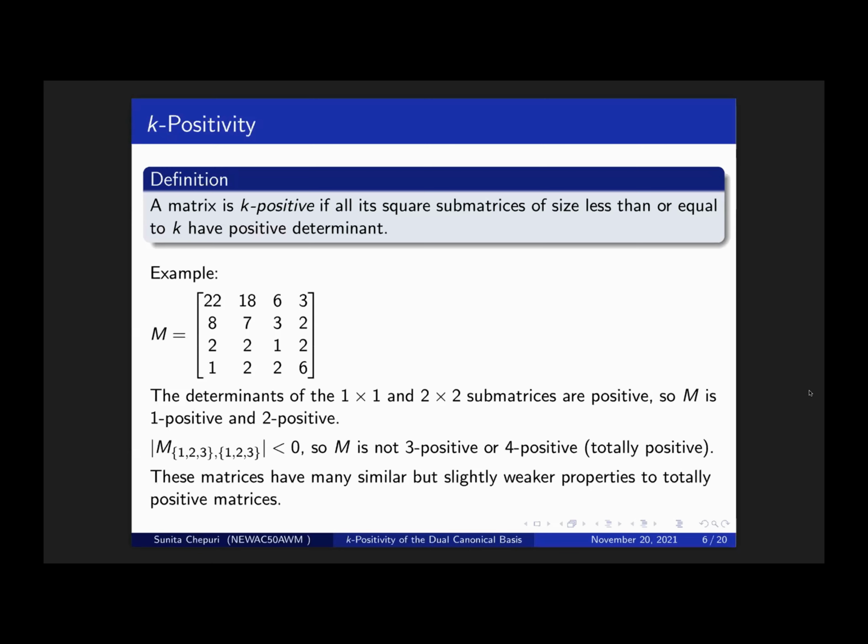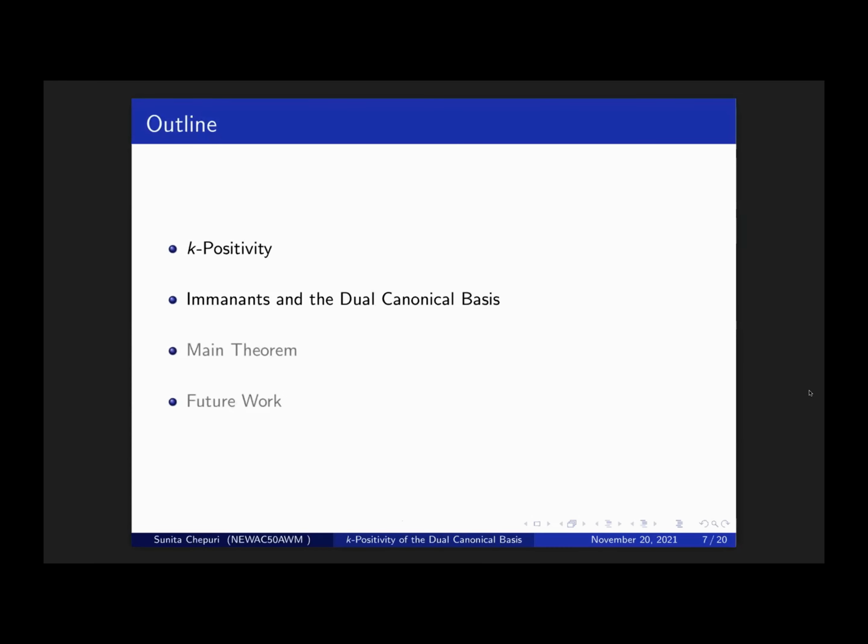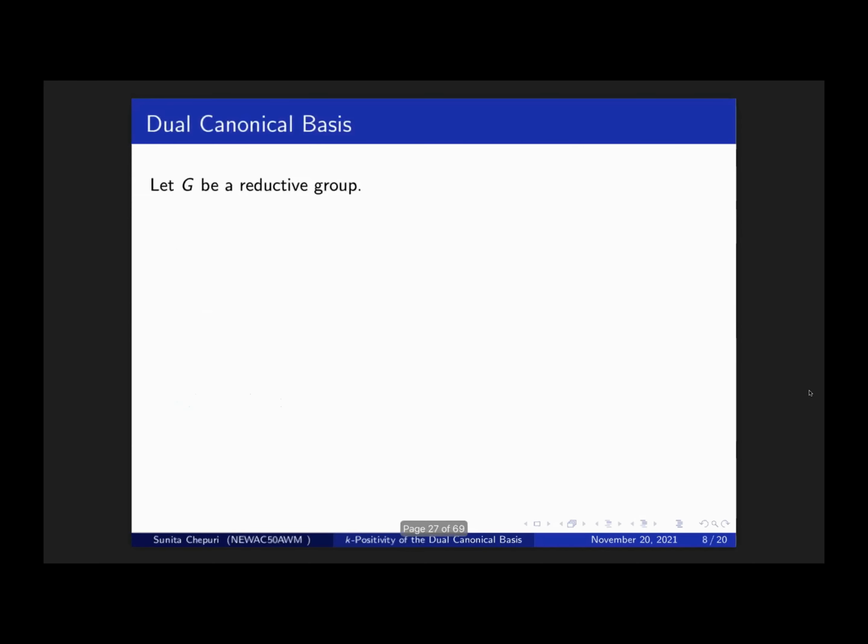And today we're going to talk about how they relate to the dual canonical basis. Okay, so what is the dual canonical basis? I'm not really going to tell you what the dual canonical basis is. So we're going to let G be a reductive group. And I'm just going to say the dual canonical basis of the coordinate ring of G is a family of functionals on G.